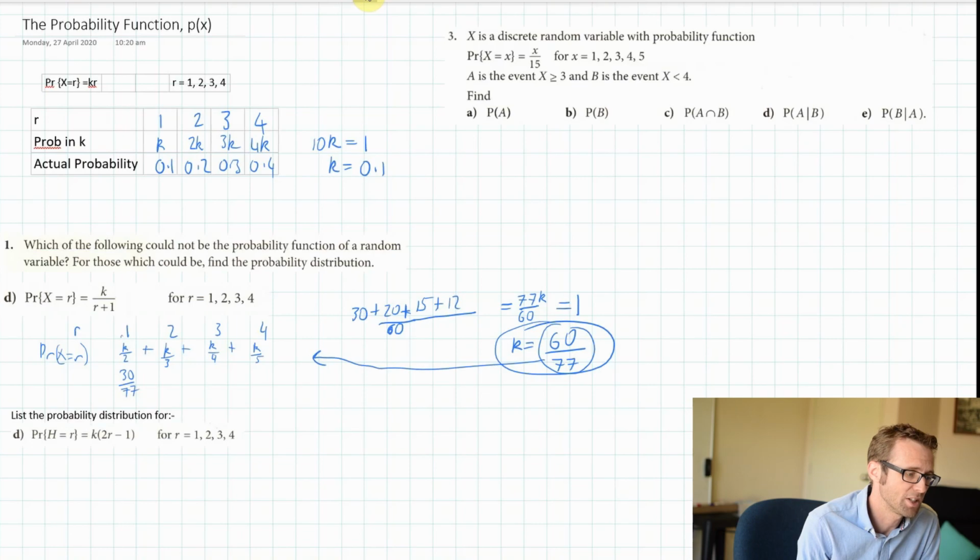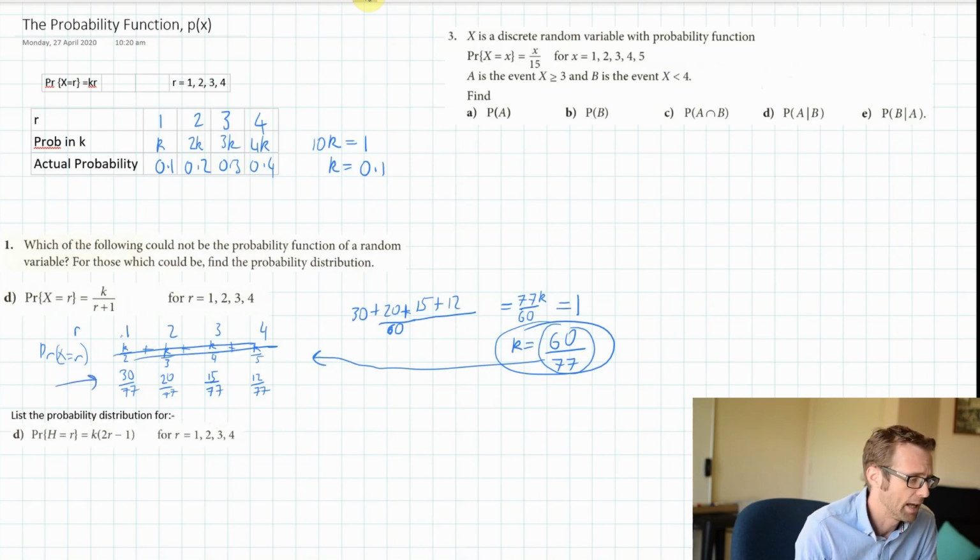This value here would be 60 over 77 divided by 3, so this will be 20 over 77. 60 over 77 divided by 4, which will be 15 over 77. And then my final one, 60 over 77 divided by 5 will be 12 over 77. So I've now got my actual probabilities in this last line here.